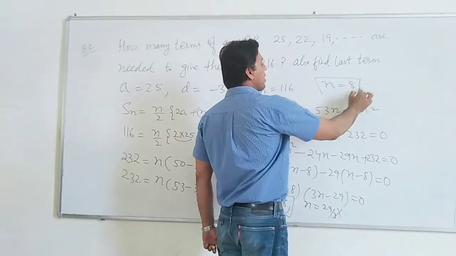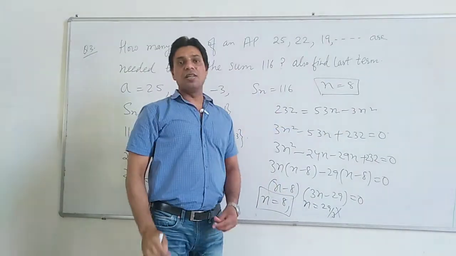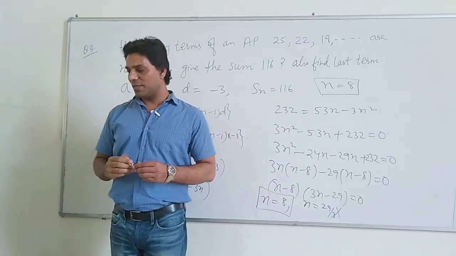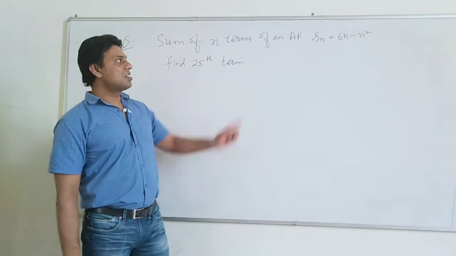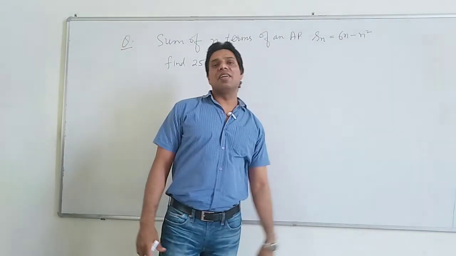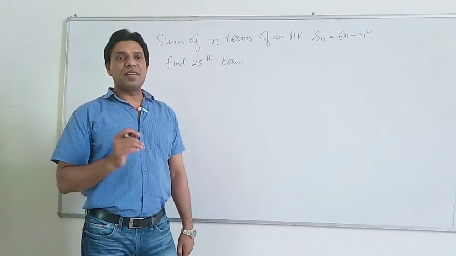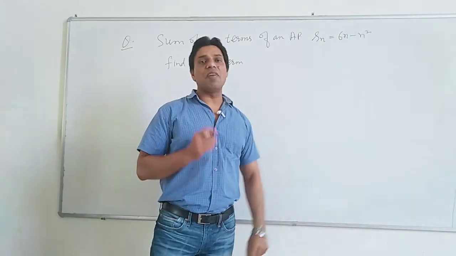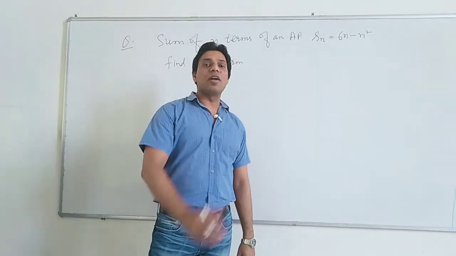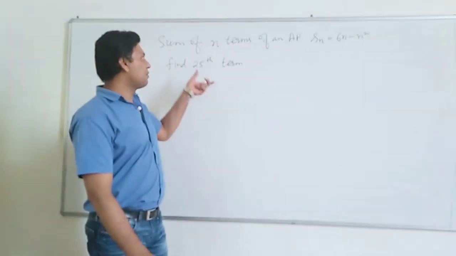So this way we have solved the question. For the last question, please stay watching. This is a very specific question. In such a question, Sn is given, that is, the sum of n terms is given in terms of n. Sn is a function of n. So it is just like a quadratic equation in n and we have to find that term.